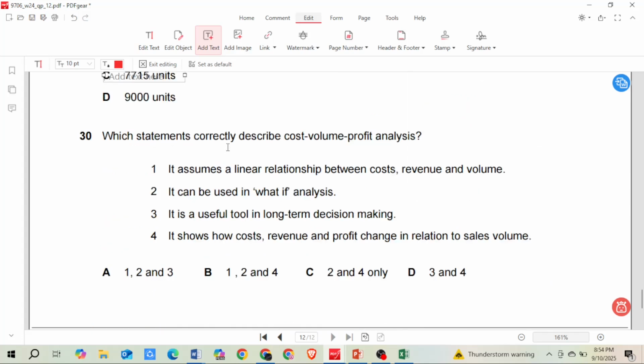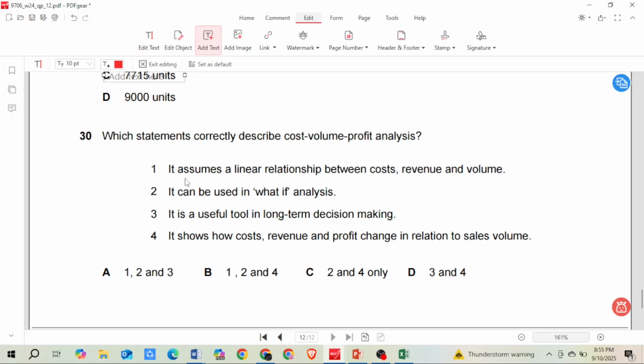Which statement correctly describes the cost volume profit analysis? Cost volume profit analysis is the relationship between the cost, the number of units produced, and the profit that it generates. Basically we are looking at what the cost of making the product is, how many units we are making, and how much we are selling it for, so that we can earn a certain profit. Okay, so the correct answer for this one would be the first one.